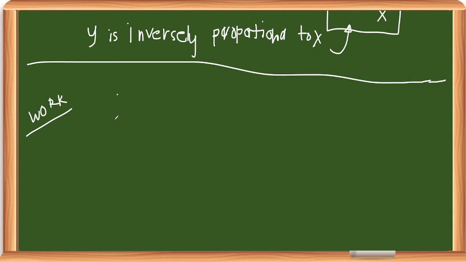Kapag yung number din ng tao, no? So let n be the number of workers. It is inversely proportional to the time. Okay, so let t be the time. So that means, kapag mas maraming tao ang gumagawa, mas maikli yung time na matatapos yung trabaho. Or, kung mas kakaunti yung number ng worker, mas mahaba yung time.